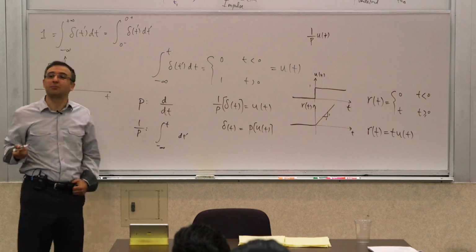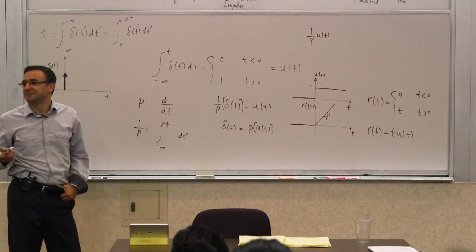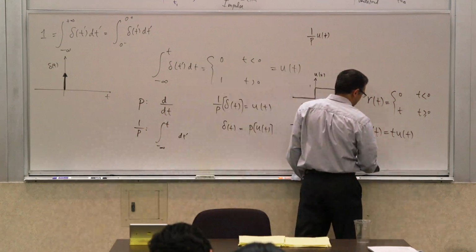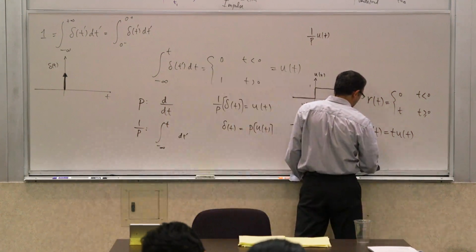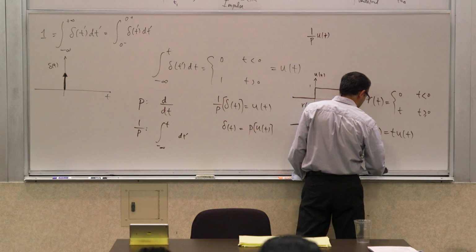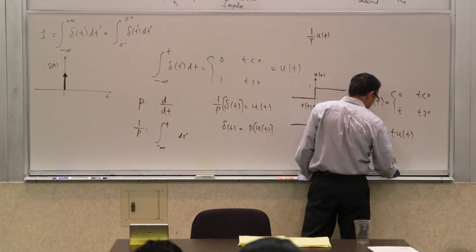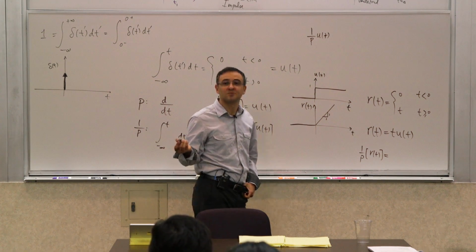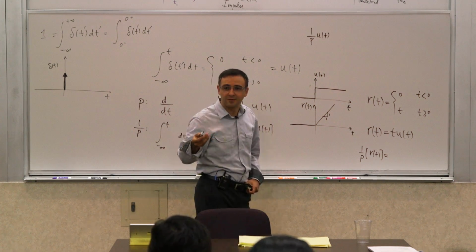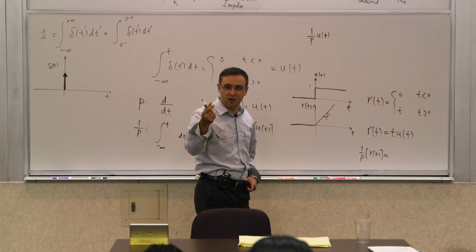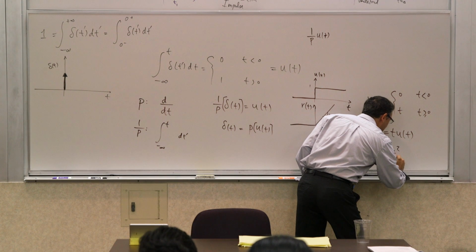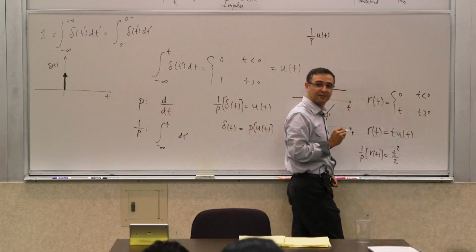So what's the next one up? It doesn't have a specific name. So the integral of r of t. What is it? Yes, but how do you describe it? One half t squared, right? Is that correct? Is that complete?